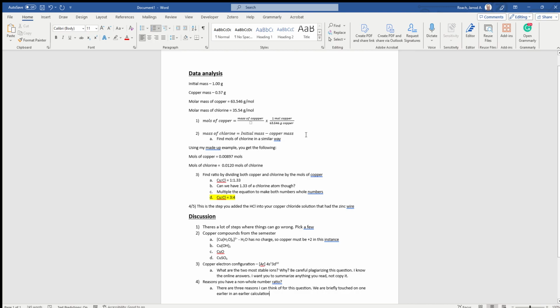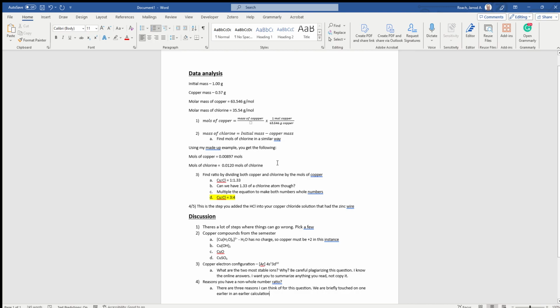For chlorine, you're going to do a very similar thing. First, you have to figure out how many grams of chlorine you have. If your compound was only copper and chlorine, you take your initial mass and subtract your copper mass, and you will get your mass of just chlorine. From there, you can again use the molar mass of chlorine to identify how many moles of chlorine you have. If you did your math right, you should find that the moles of chlorine in my hypothetical example would be 0.0120 moles of chlorine. So that takes you through the first two steps of this analysis.